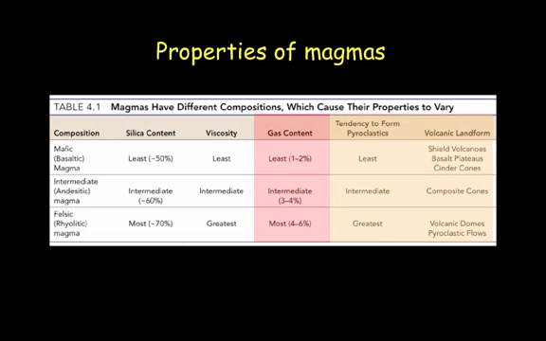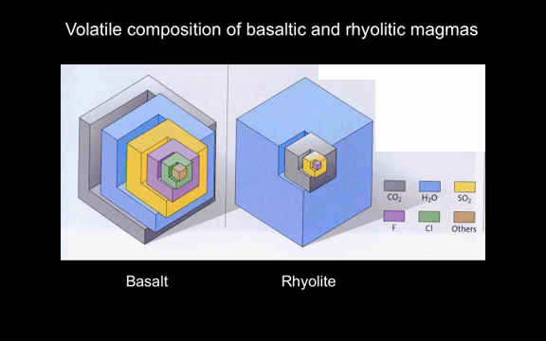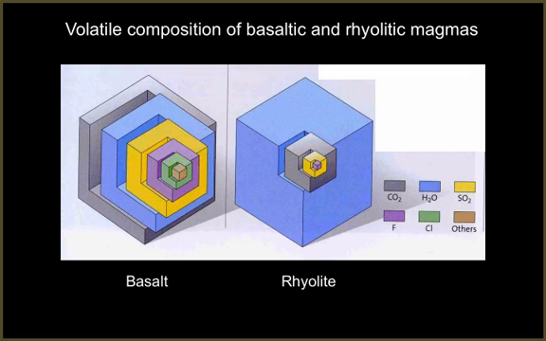If we look at the kinds of volatiles, that means dissolved gases, that are in these melts, you'll see that the largest volume of the volatiles in rhyolitic magmas is made up of water, followed by carbon dioxide, sulfur dioxide, and some fluorine. This is different from the volatiles that are in a basalt magma. Mostly carbon dioxide, followed by water, sulfur dioxide, fluorine, chlorine, and some other gases.